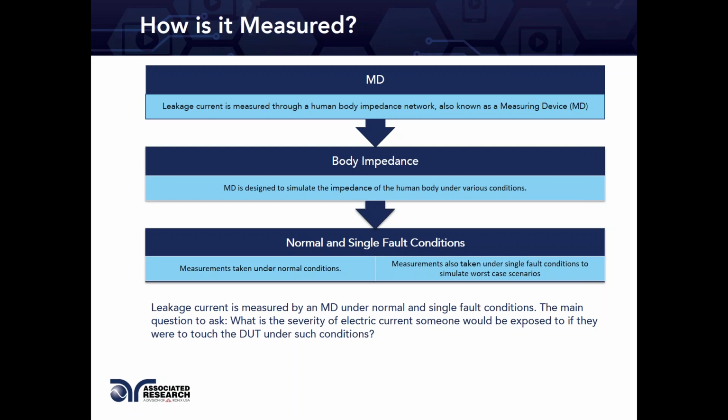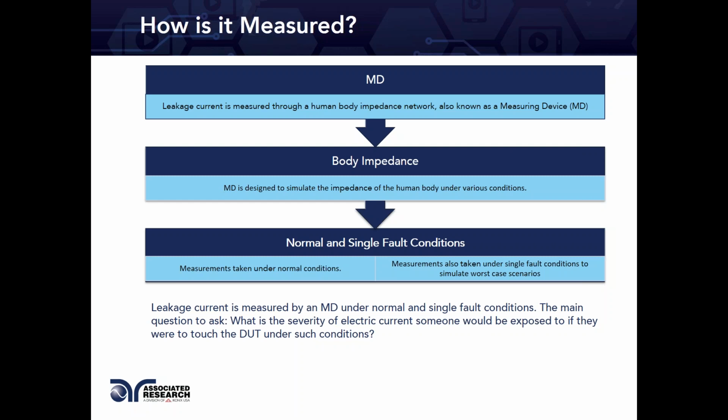Certain fault conditions are also required to be used, single fault conditions, and then you can also make the measurements in normal conditions. By fault conditions, I mean something like opening of the neutral conductor, or breaking of the neutral conductor, or reversing of the polarity. Those are considered fault conditions. For a leakage current test, whether it's earth leakage or touch current leakage, measurements are taken under normal conditions and also under single fault conditions to simulate worst case scenarios.